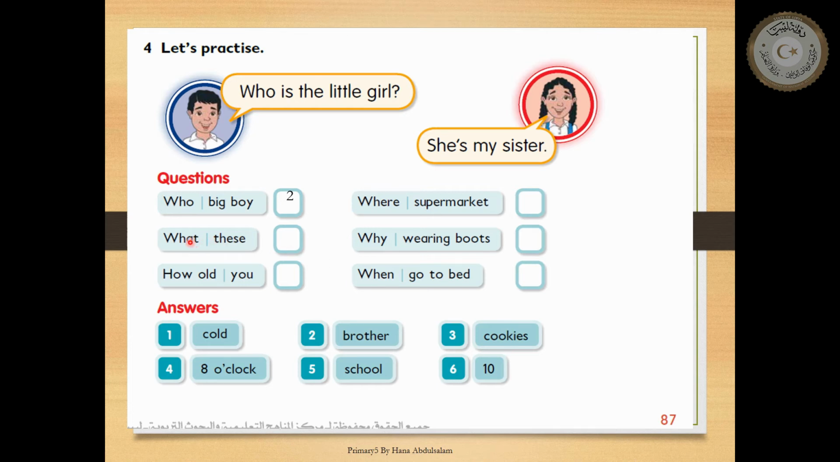What are these? We ask about things. And these things are plural, it has S. So what are these? Excellent. Cookies. How old are you? How old? We need a number. Where's the number? Can you tell me? Excellent. Where is the supermarket? I need a place. Where is the supermarket?